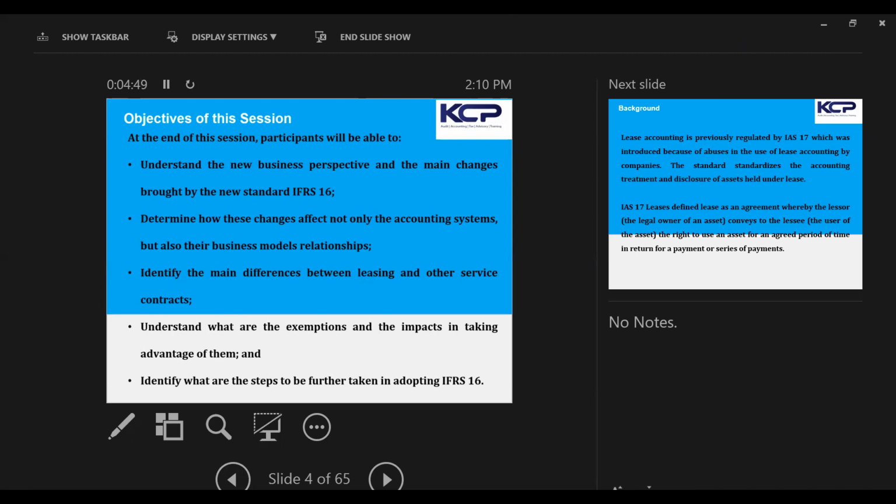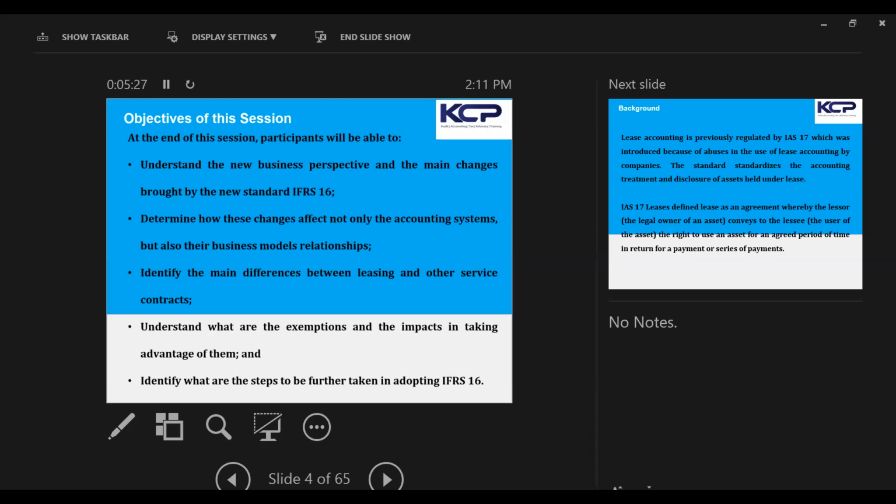Okay. So it is our intention that anyone who attended this class should, one, understand the new business perspective and the main changes brought by the new standard. So be looking at it vis-a-vis IAS 17, what has been the substantive position in terms of reporting, in terms of disclosure? Is the disclosure enough? Does it enlighten the intended users of the financial statements convincingly? If not, where were the pitfalls, right?